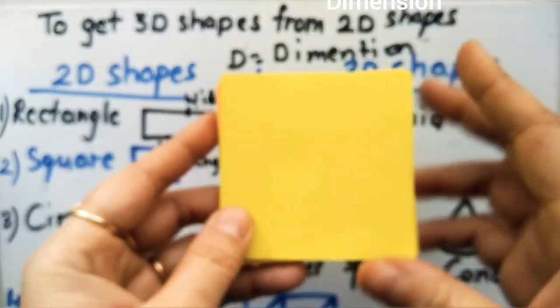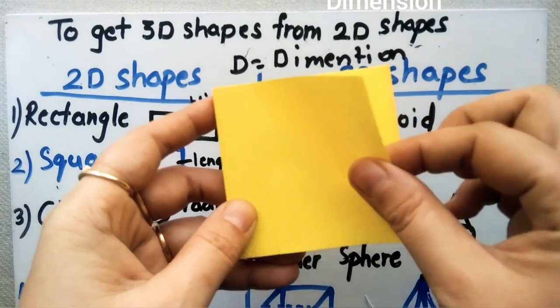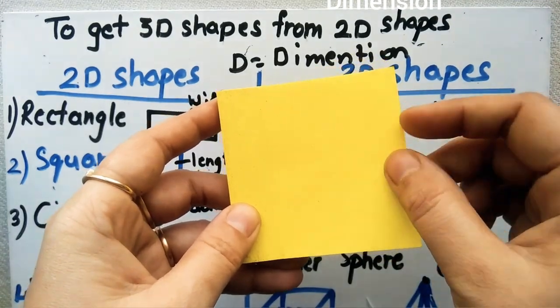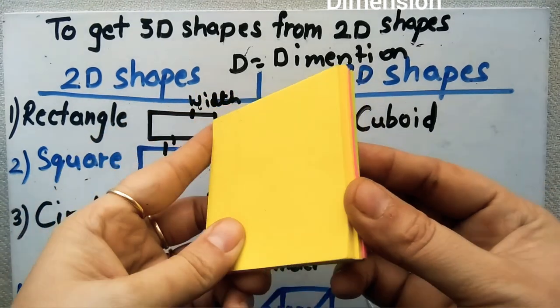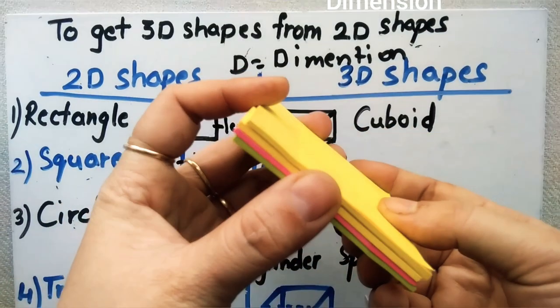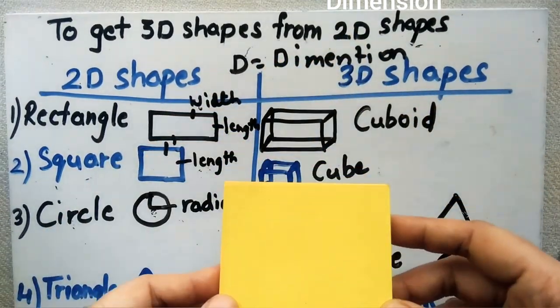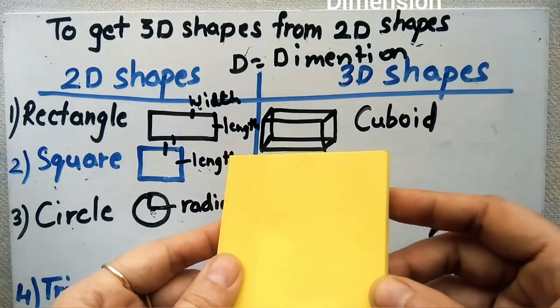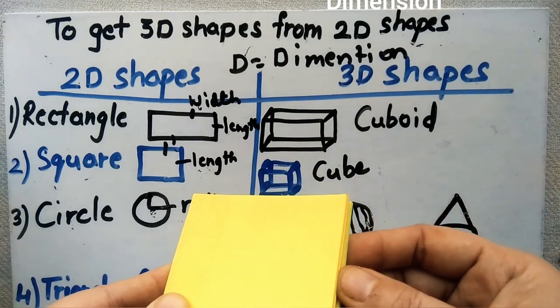Now I have one more thing. This is a square shape sticky note. When I see only one sticky note, there is no thickness, it's very nominal, so I can say it has a length and breadth. But when I stack all the sticky notes linearly, it becomes a cube, because now it has the third dimension, which is thickness or height. So this is now a cube.